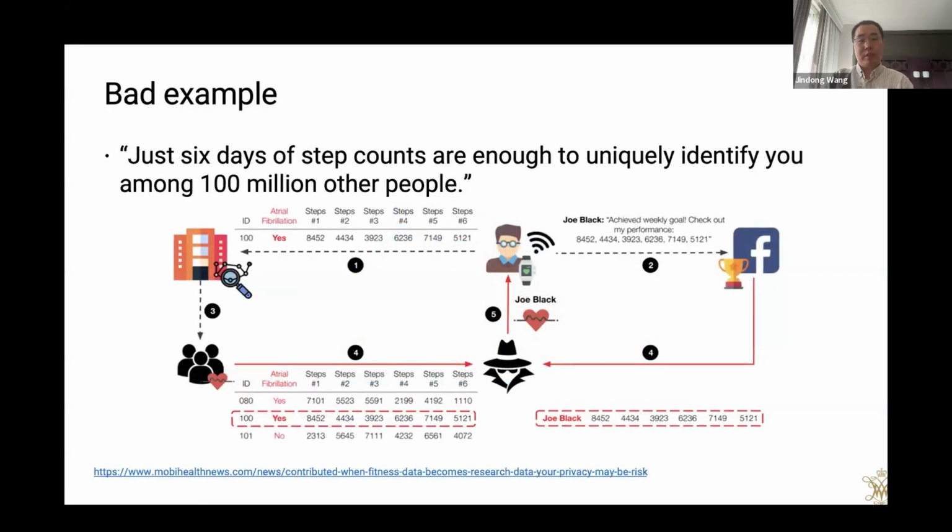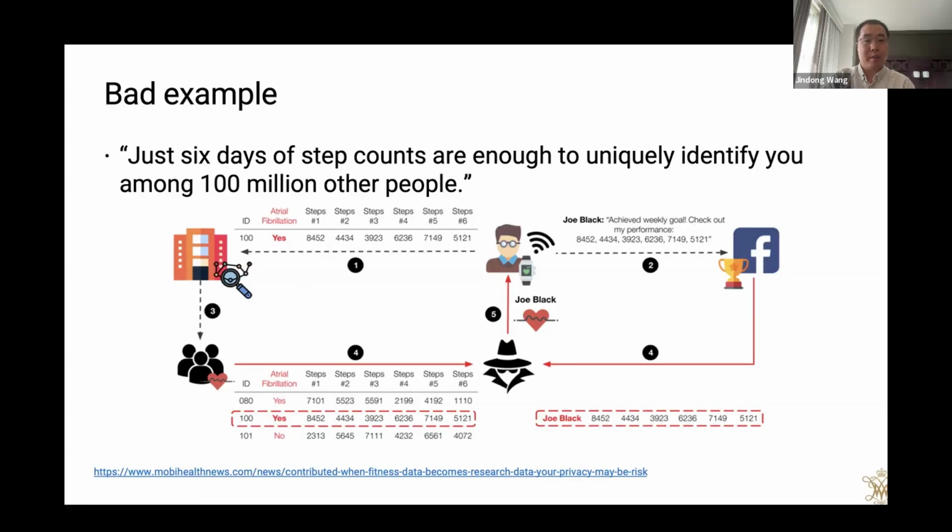So do you think that's enough? Like, okay, can you just get aggregation information without losing any private information? But that's not correct. One example here is this article. It says just 6 days of step counts are enough to uniquely identify you among 100 million other people. So this is crazy.